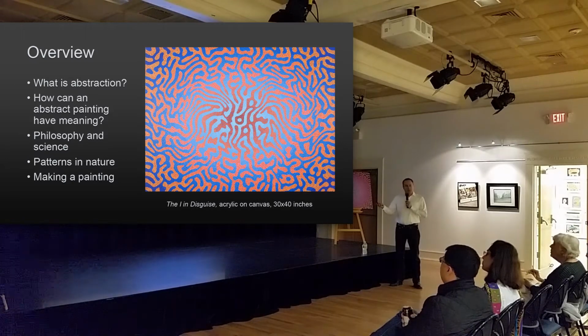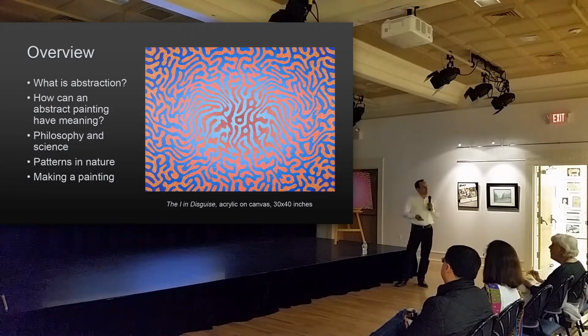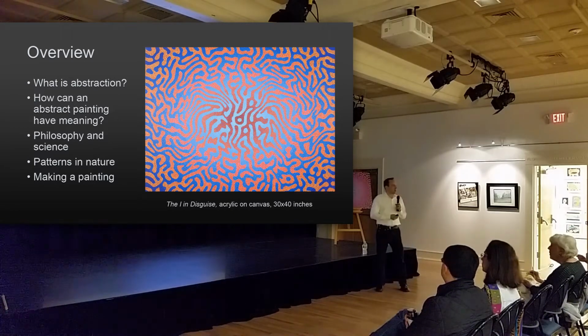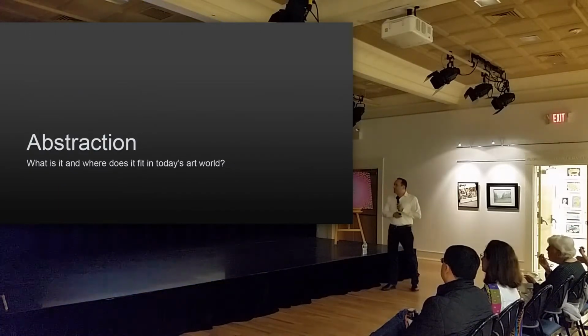First, I'm going to talk about what is abstraction and how can an abstract painting have meaning. I'll bring a little bit of my interest in philosophy and science into how I go about making paintings. And then I will be talking a little bit about Turing patterns, or how patterns form in nature, is one type of pattern. And I'll give a video demonstration of how I go about making a painting.